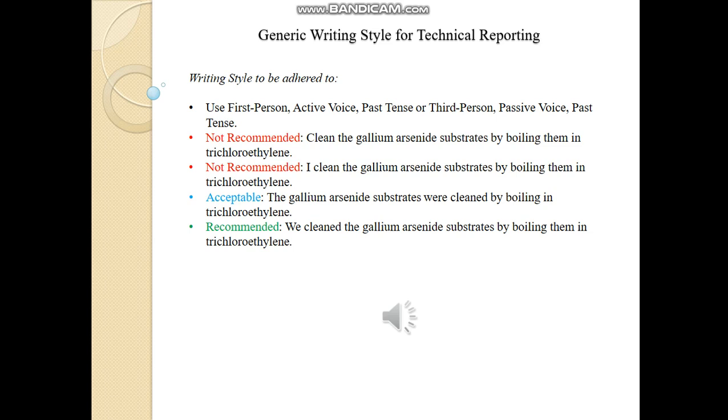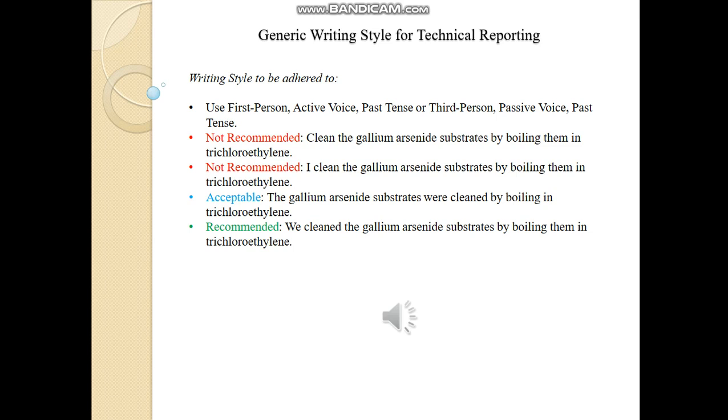But a recommended form of writing style that you will have to adhere to while you are writing your technical report is "We cleaned the gallium arsenide substrates by boiling them in trichloroethylene." Okay, so even if you are a single person and you use "we," it means that you are making the reader join you in reading that technical report that you have written.